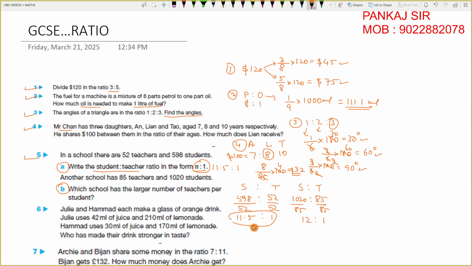So your answer should be, which school has larger number of teachers? So it will be the first school, that is this school. Okay, so the first school has larger number of teachers per student, right? Per student. Okay, that was question number 5. Let us move on to question number 6.